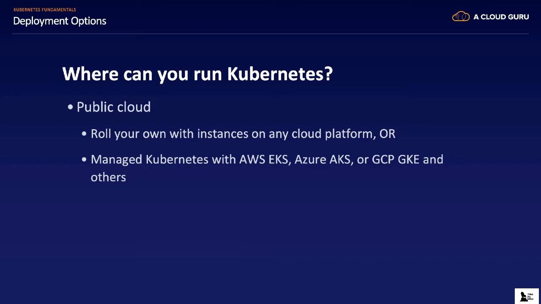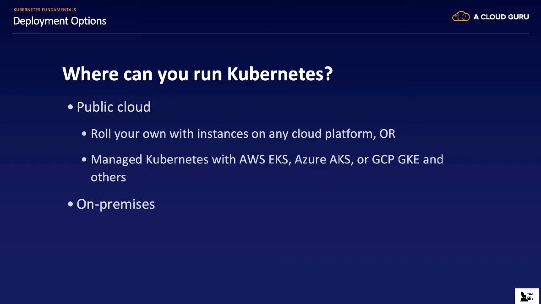Amazon has EKS, the Elastic Kubernetes Service. Google has GKE, the Google Kubernetes Engine. And Azure has AKS, the Azure Kubernetes Service. All of these managed Kubernetes offerings make running Kubernetes super easy, and you simply pay for what you consume.